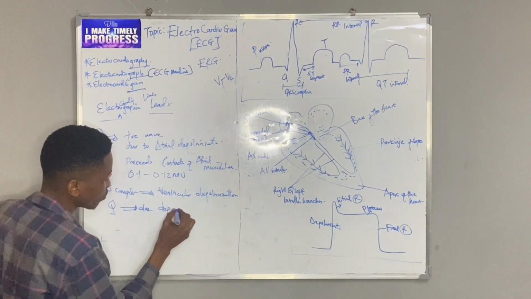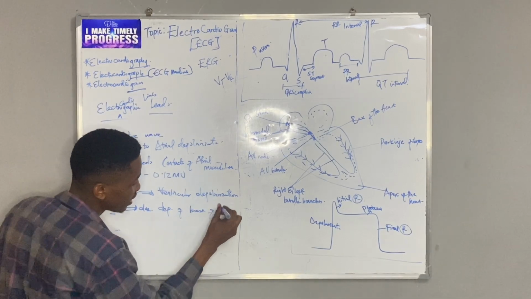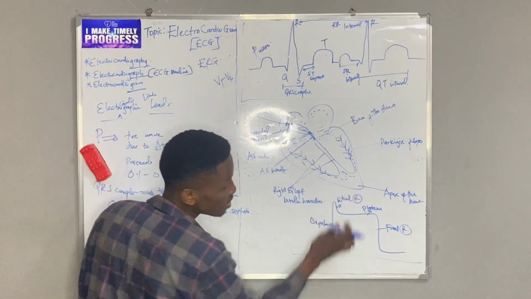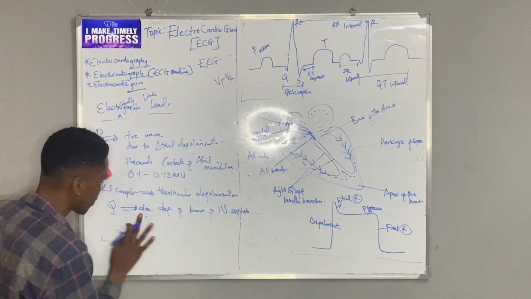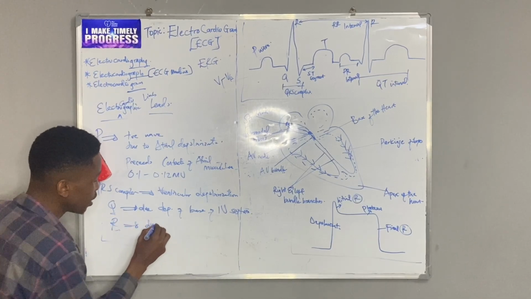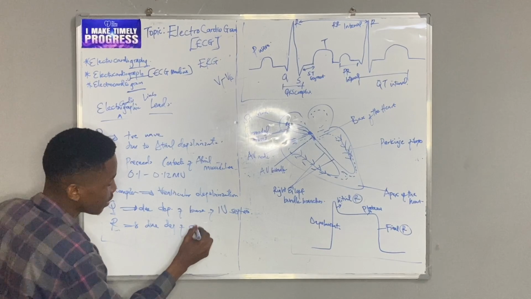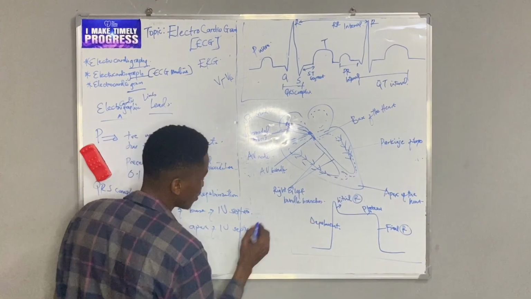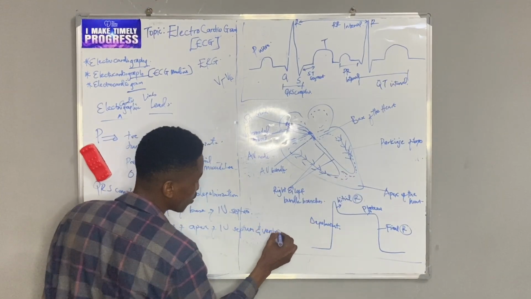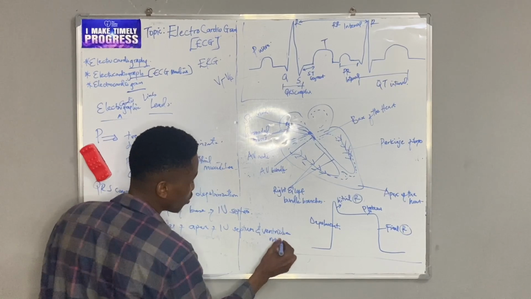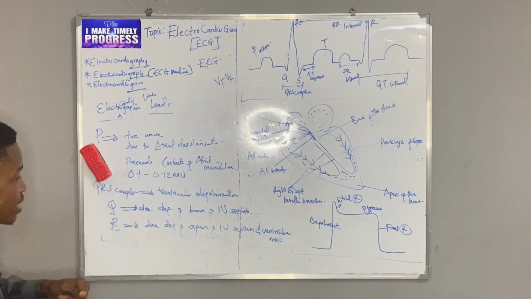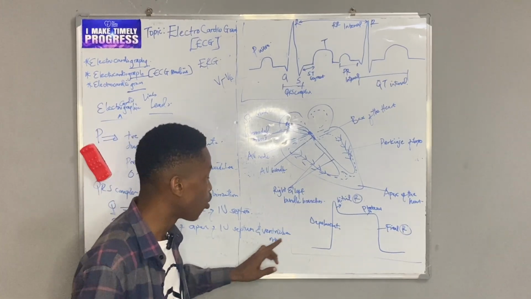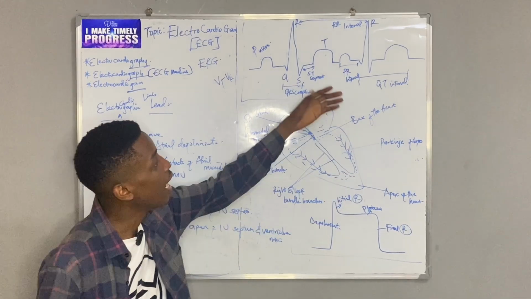Depolarization of the base of interventricular septum. Similarly, when I get to the apex and I depolarize the apex, that is called R wave. So when you depolarize the apex of the interventricular septum and at the same time, you also depolarize the apex of the ventricles, that's the ventricular muscle. That is what manifests as R wave.